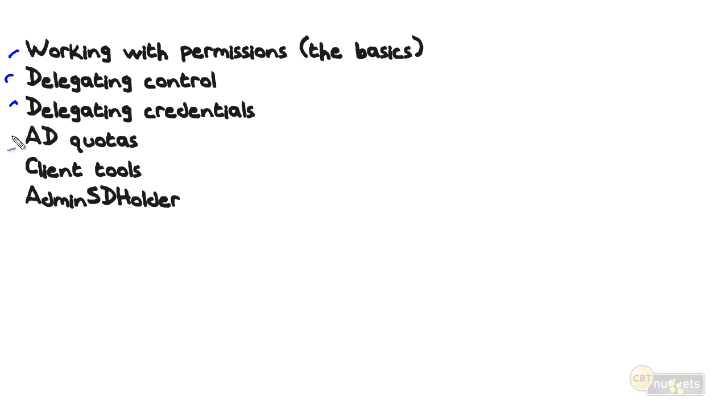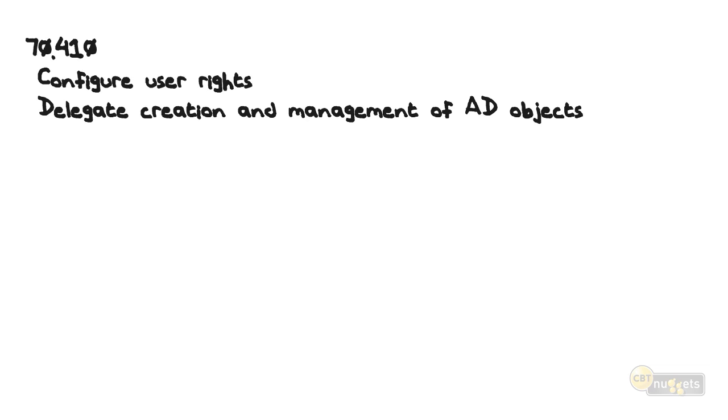We'll talk about Active Directory quotas, getting the Active Directory client tools out to whoever needs them, and the AdminSDHolder delegation. The CBT Nuggets series for exam 70-410 complements this and provides a little bit of additional coverage for permissions management. The specific task of how to configure user rights, for example, and how to delegate creation and management of AD objects. That's something we're still going to look at, but we're going to cover it more from the why and the how would you approach it perspective than the actual buttons you would click to do it. So it's a good complement.